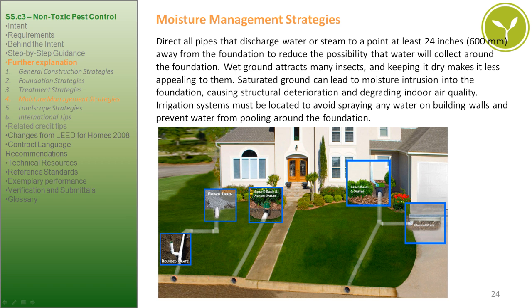Moisture management strategies. Direct all pipes that discharge water or steam to a point at least 24 inches or 600 mm away from the foundation to reduce the possibility that water will collect around the foundation. Wet ground attracts many insects, and keeping it dry makes it less appealing to them. Saturated ground can lead to moisture intrusion into the foundation, causing structural deterioration and degrading indoor air quality. Irrigation systems must be located to avoid spraying any water on building walls and prevent water from pooling around the foundation.